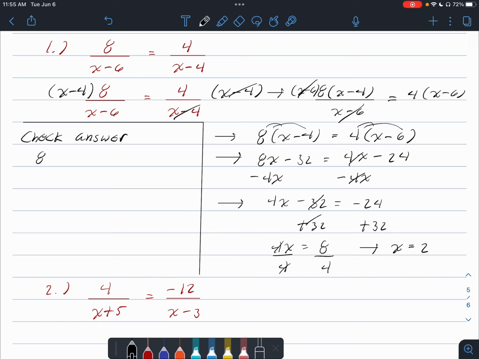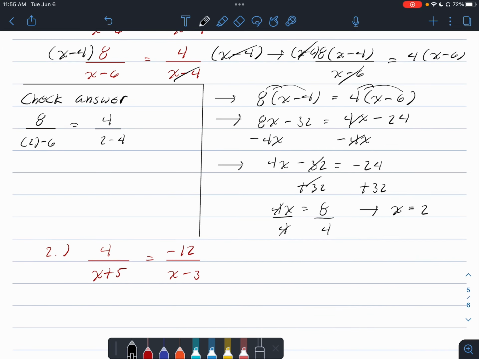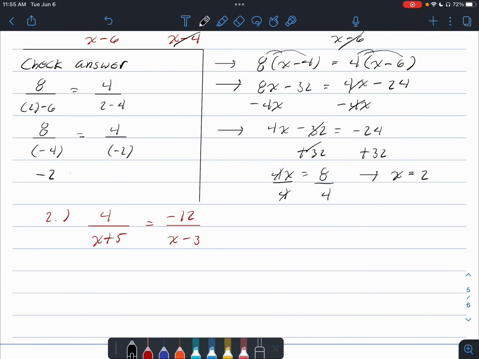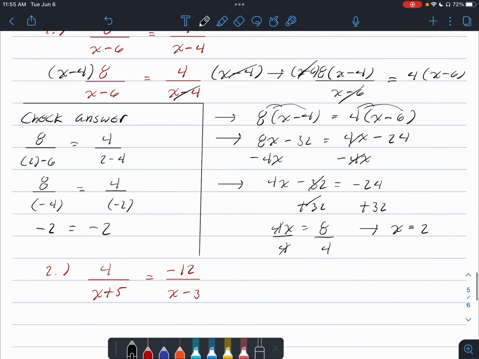So we have 8 over 2 minus 6 should be equal to 4 over 2 minus 4. Okay? So 2 minus 6, that's equal to negative 4. So we have 8 over negative 4 should be equal to 4 over 2 minus 4, which is negative 2. So really we have negative 2 is equal to negative 2. And that looks right. So we know that our answer is x equals 2.